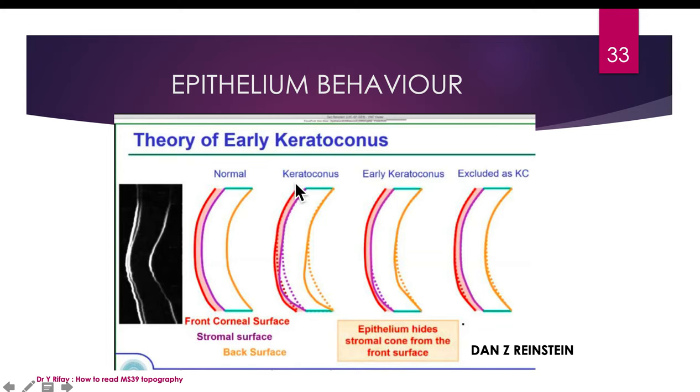This drawing is very, very interesting. It shows that normal epithelium, regular epithelium, means a regular stroma. When we have irregular epithelium, it means that there is something in the stroma. When there is a thinning over the peak, it means that there is a keratoconus. When there is a thickening over the peak, it means that there is not a keratoconus.